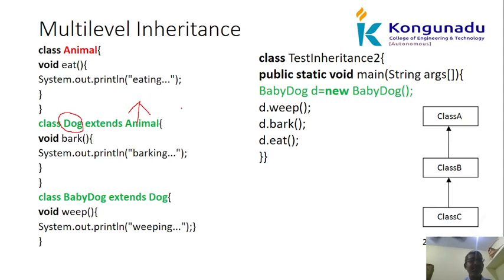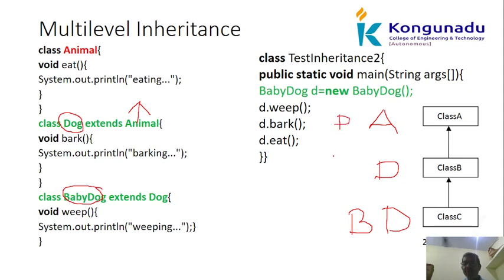Animal is the parent class, and Dog is the child class. Then another class is extended: BabyDog from Dog, so I am making it BD. This is known as multi-level. Here A is the parent class, this one is the first child class, and this one is the second child class. So this is a multi-level of inheritance.